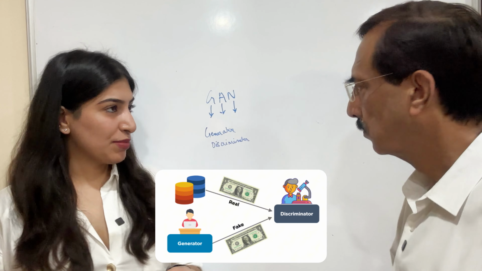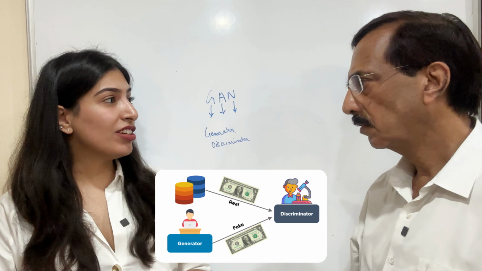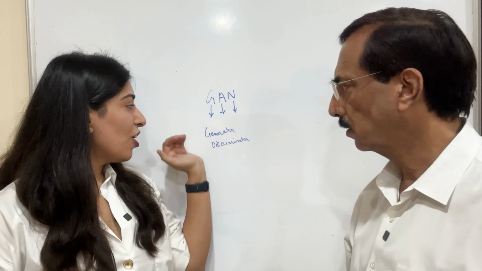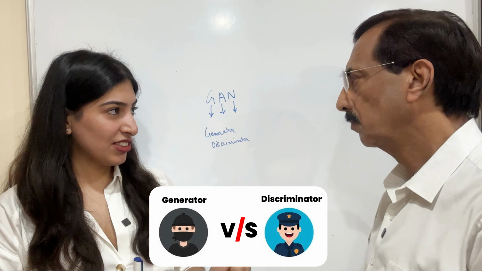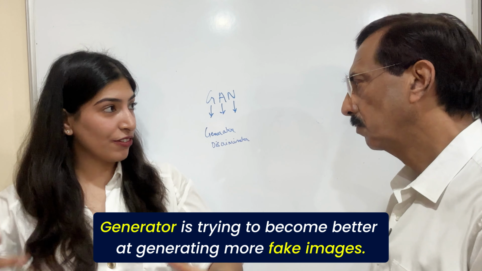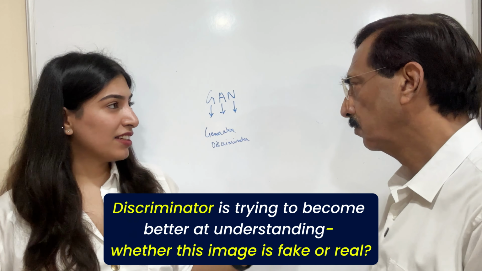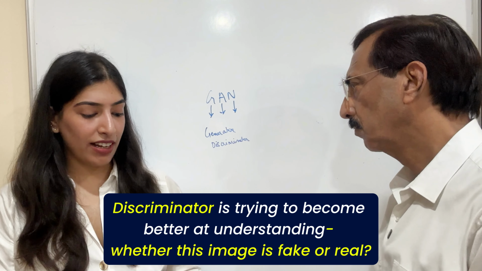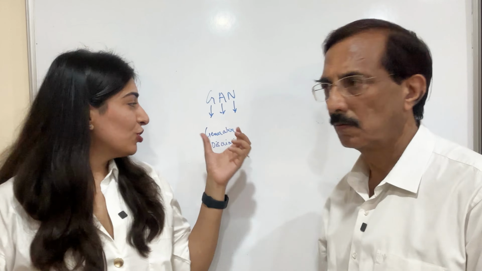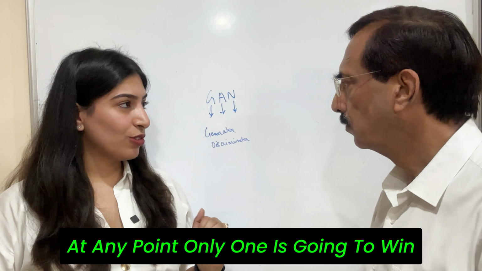And what the discriminator will do while training is try to understand whether this is a real image or a fake image. So now both of them are competing against each other. The generator is trying to become better at generating fake images, and the discriminator is trying to become better at understanding whether an image is fake or real. At any point, only one of them is going to win.